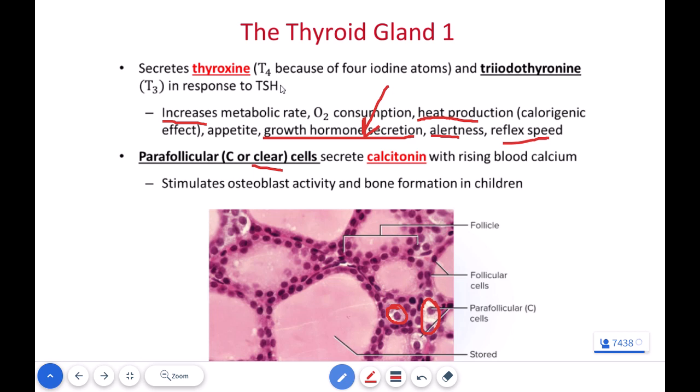Calcitonin was one we talked about with the skeletal system. If you have too much calcium in your blood, calcitonin will lower the blood calcium concentrations. And as it lowers that concentration, osteoblasts, the bone-building cells, will be upregulated and will have thicker and denser bones produced.